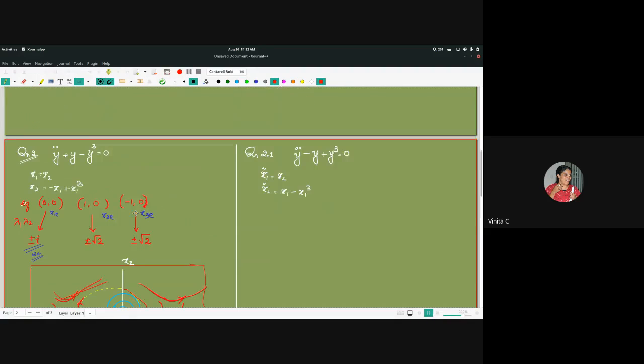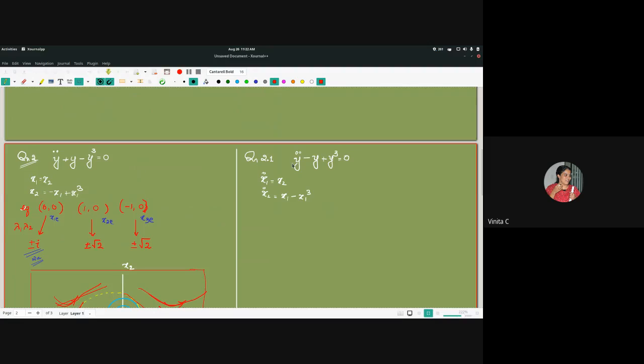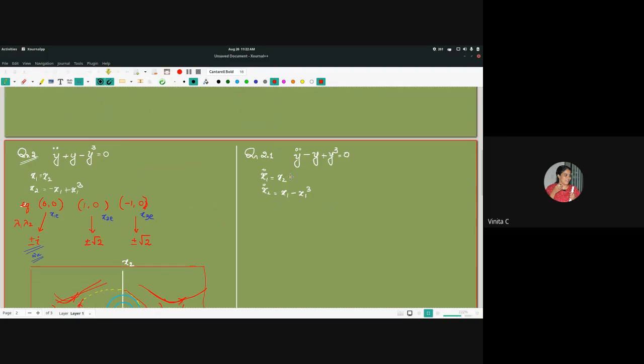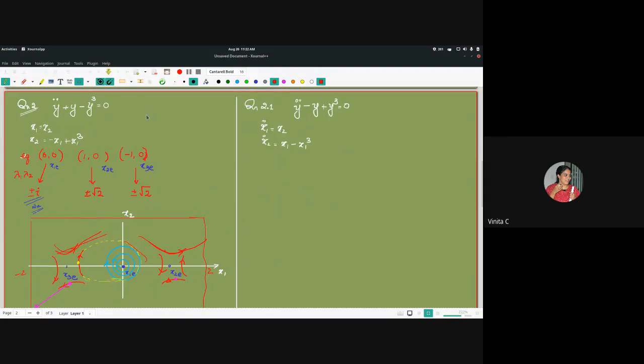Similarly, we will consider another problem which is very much like this one. Here y double dot is minus y plus y cube; here it is plus y minus y cube. This completely changes the characteristics of the system. A small plus/minus change in sign changes the characteristics of the system. In both cases we have the same equilibrium points.